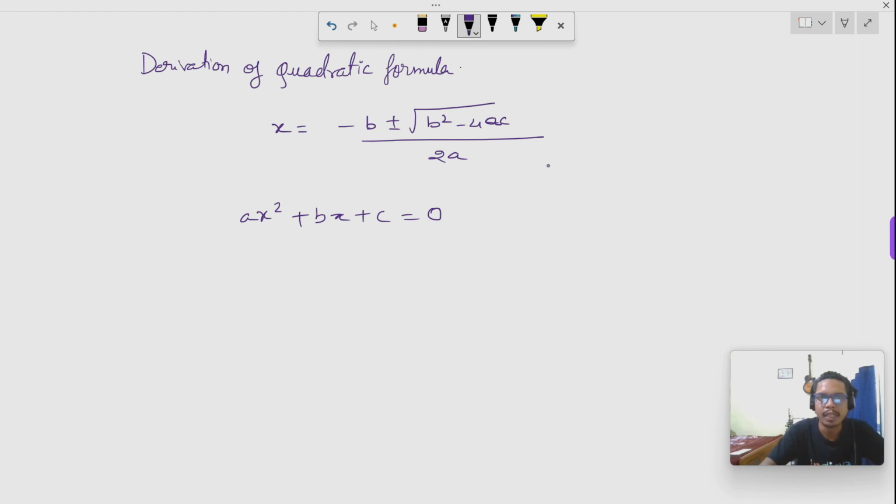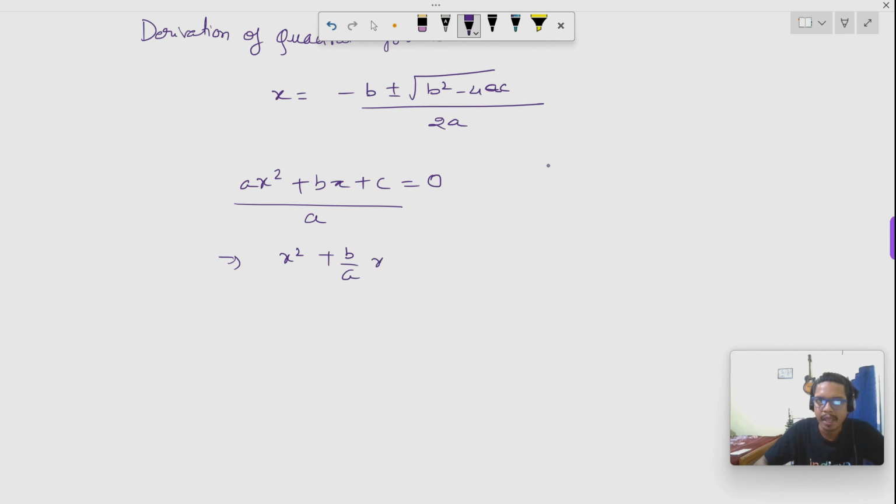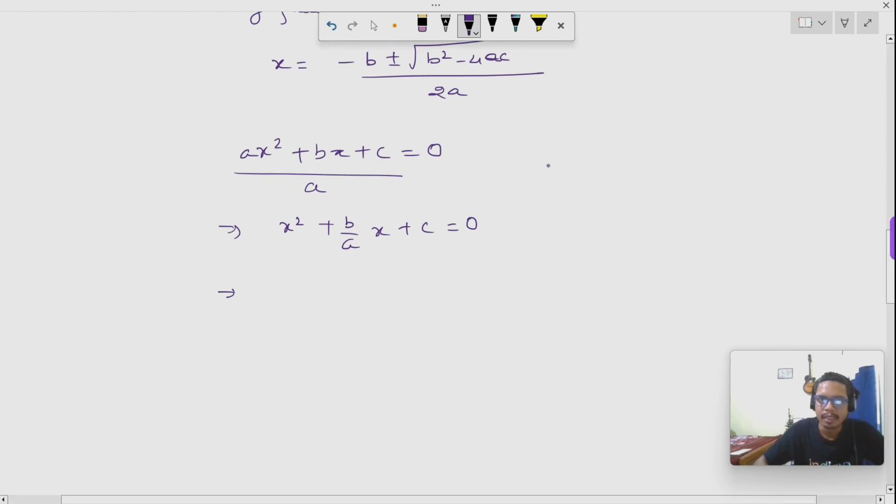is equal to 0. The derivation of the quadratic formula is related to the completing the square method. As we know, in completing the square method, the whole equation is divided by the coefficient of x square. So it is going to become something like this: x square plus b by a x plus c by a is equal to 0, and the coefficient of x is multiplied by 2.